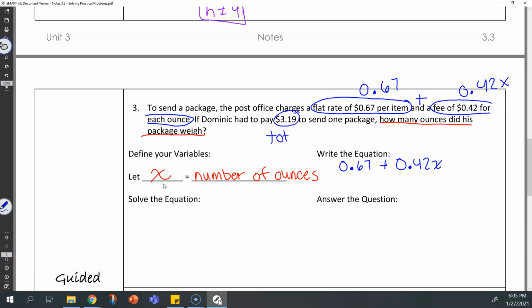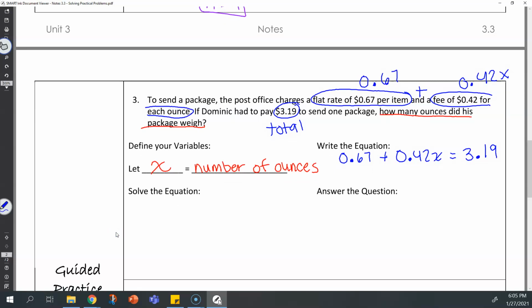This is our total. And like we talked about before, that's going to go on one side of the equal sign, $3.19. Again, your equation might look a little bit different, but you should have the total by itself. X should be with 0.42, and 0.67 should be added to that as well. Now that we've written that equation, I want you to pause the video. I want you to solve the equation to figure out the value of X, and then answer the question using that. When you finish, come back here and check your answers against my answers.